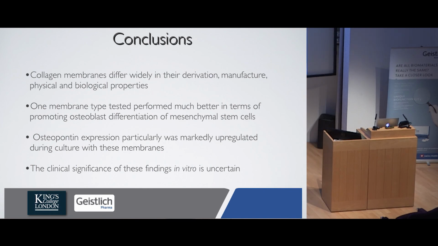So one membrane type tested, which should remain nameless, performed completely differently to really any of the other types when we were looking at their effects on mesenchymal stem cells, particularly in relation to osteopontin expression. And I'll be absolutely honest, I have no idea clinically what that means.